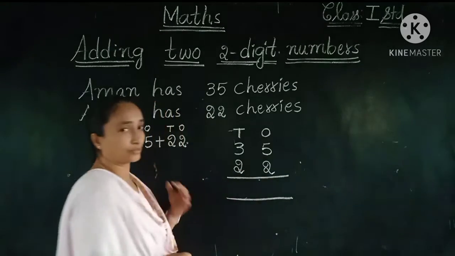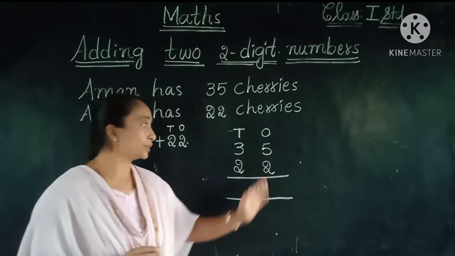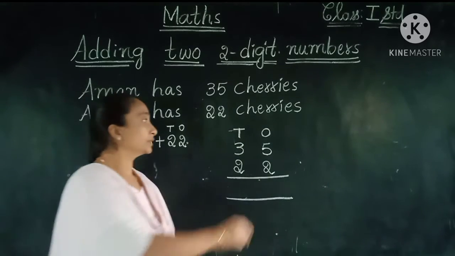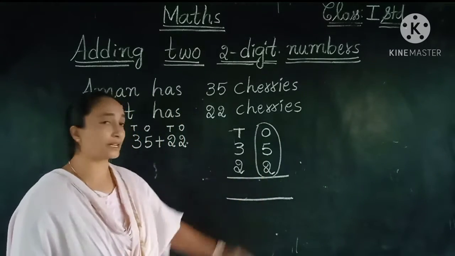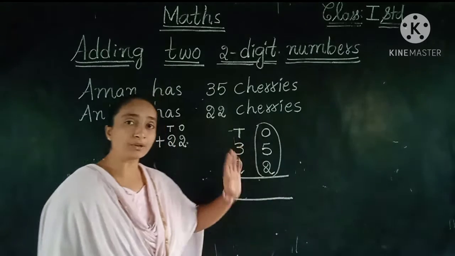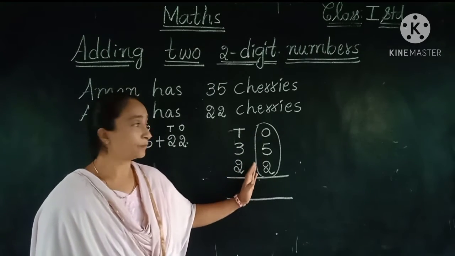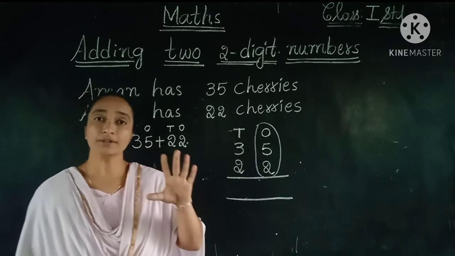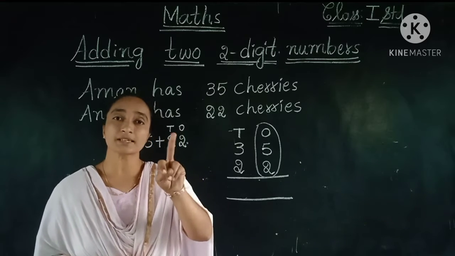Now here we can do the calculation. First of all we have to do the calculation from the ones place. We should not start from the tens place; we have to start from the ones place. So step 1, ones place: 5 plus 2. Here it is very easy to calculate. 5 and 2. The small number is 2, take 2 fingers: after 5, 6, 7.